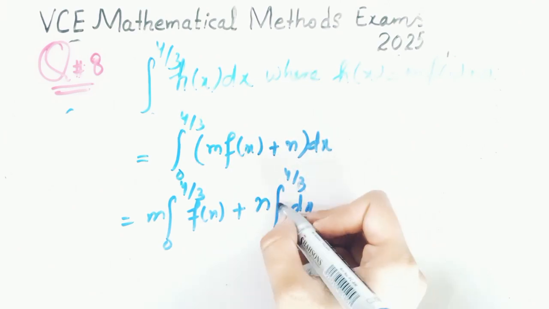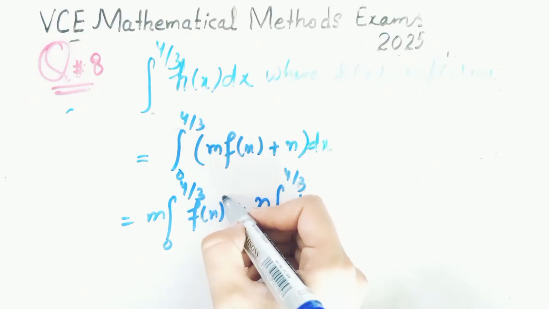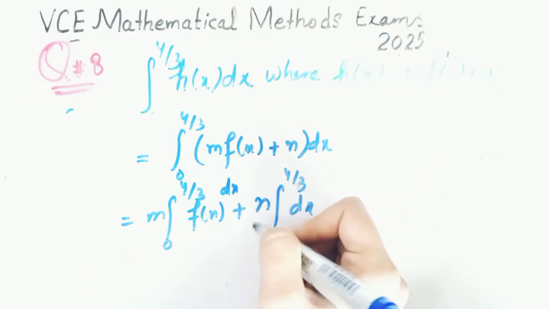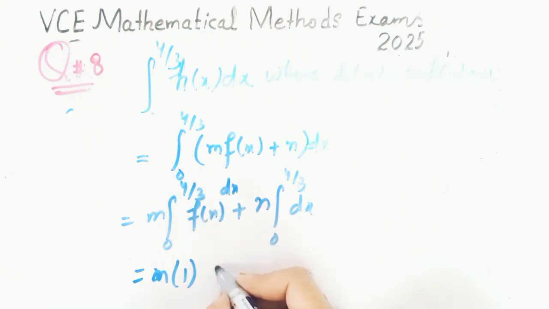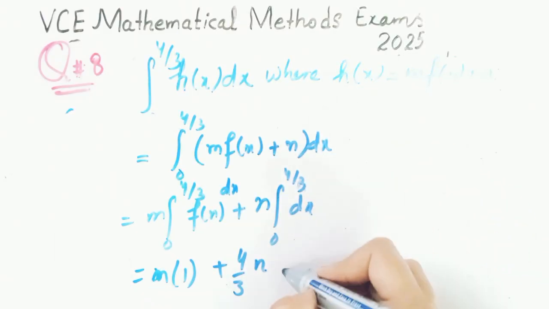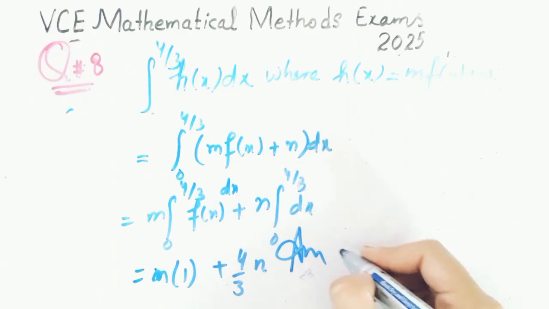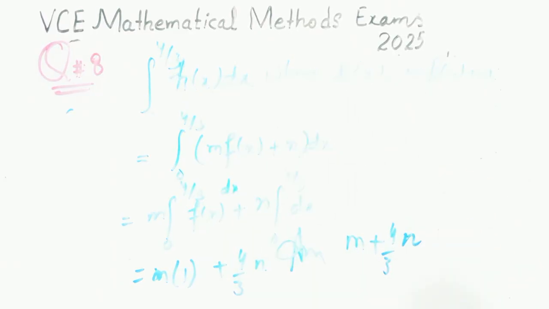Since this equals 1, because this is the total probability, so m of 1 plus 4/3 n. So we will write our final result as this. We get m plus 4/3 n. This is the final result.